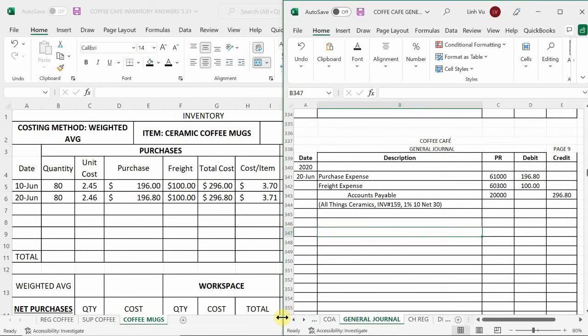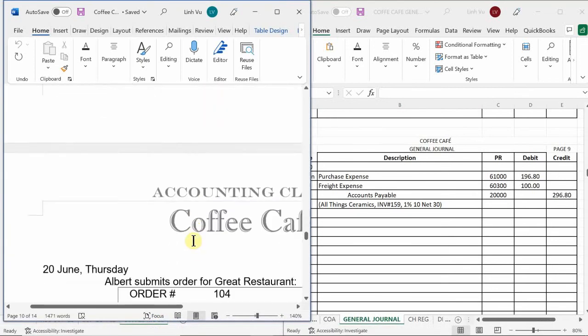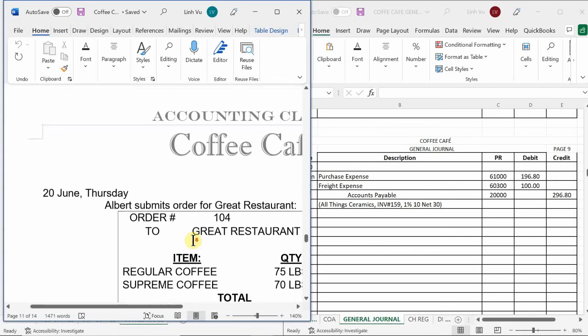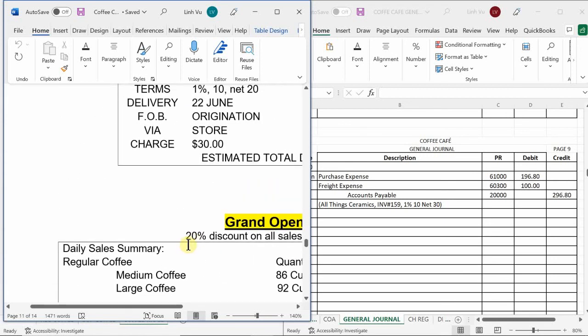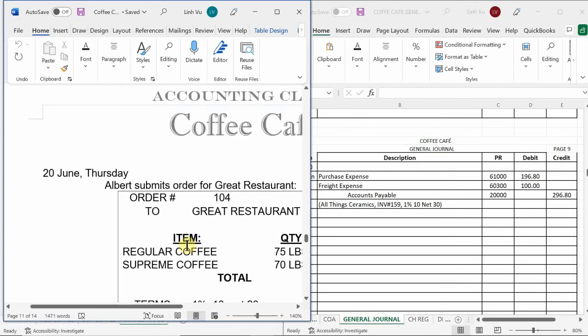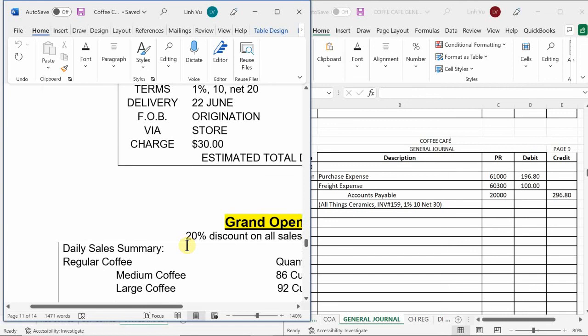Okay, let me go ahead and look at what the next transaction is. I'll let you know if we can do it or not. Okay, you can go ahead and submit that, and then we'll save the grand opening for tomorrow because we're running out of time. So let's go ahead and do the Albert submit an order for Great Restaurant on June 20th. Okay, and then we'll stop here for the day.